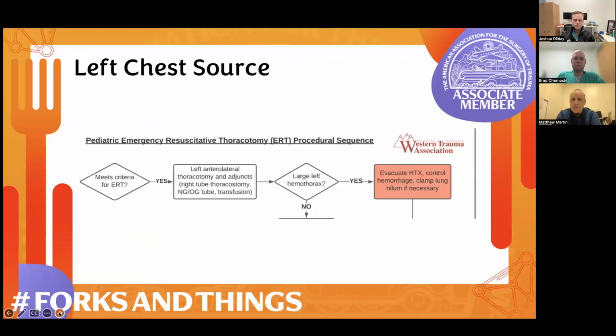So the procedure guide starts with, obviously, they've met criteria. We recommend a large left anterolateral thoracotomy with immediate simultaneous adjuncts of a right chest tube and NG or OG tube placement and initiating transfusion if it hasn't already been started. The first thing we want to look for is a large left hemothorax. If they do have it, we want to evacuate that hemothorax, control the hemorrhage. If it's a massive lung or hilar injury, then clamp the lung hilum if necessary.